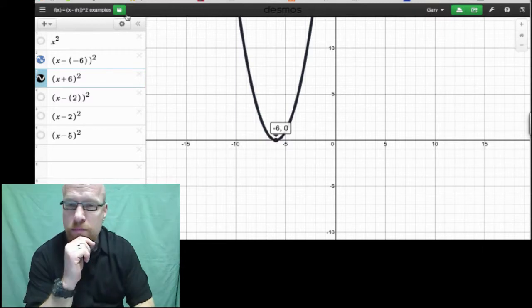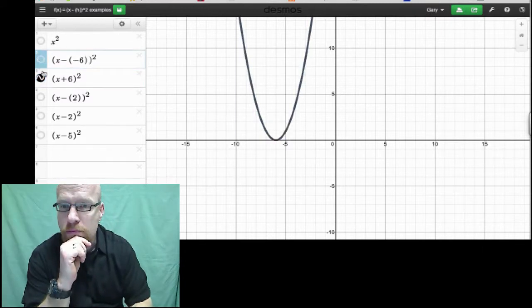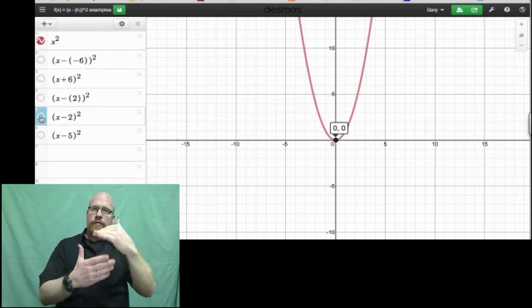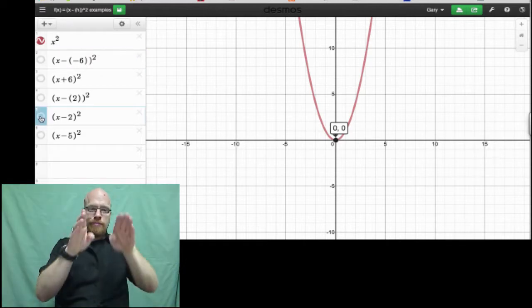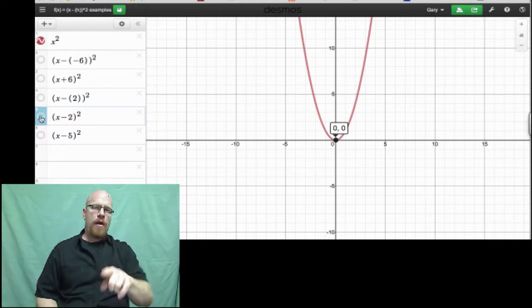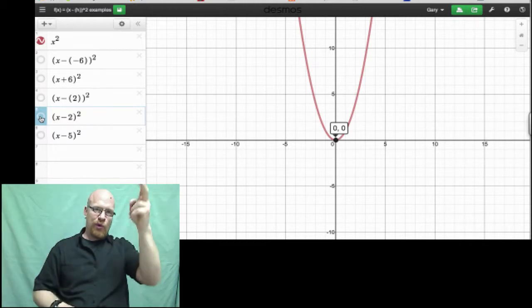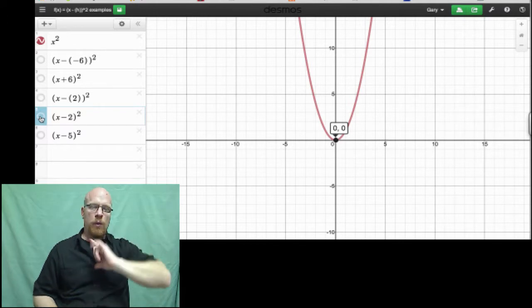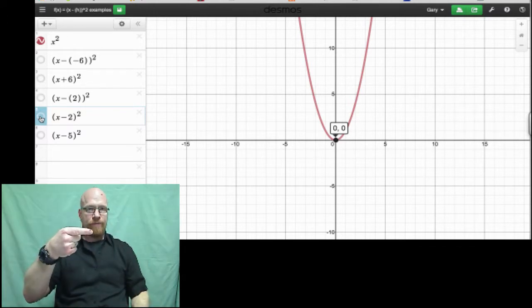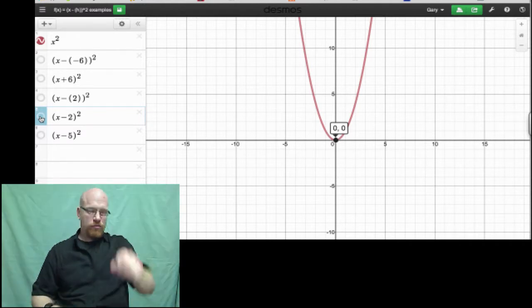Now, the fourth one on our list here: x minus parentheses 2, the whole quantity squared. And below that we have x minus 2 squared. They're the same graph. I just wanted to show how it all works out.